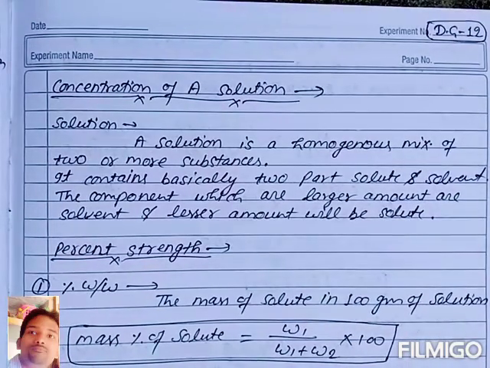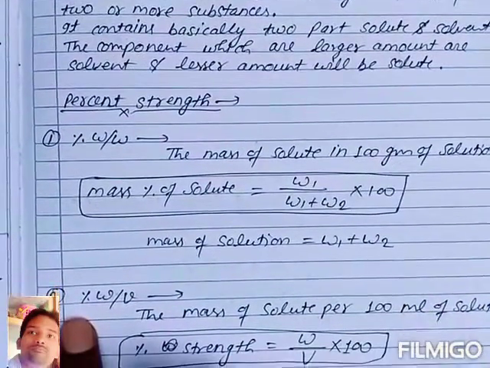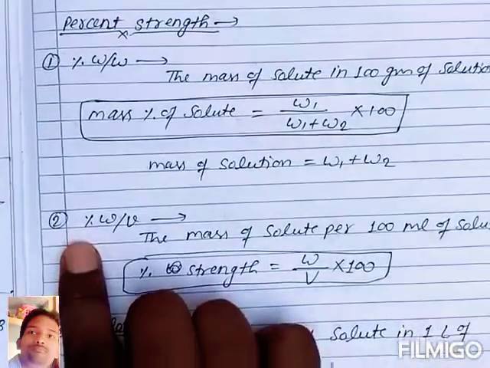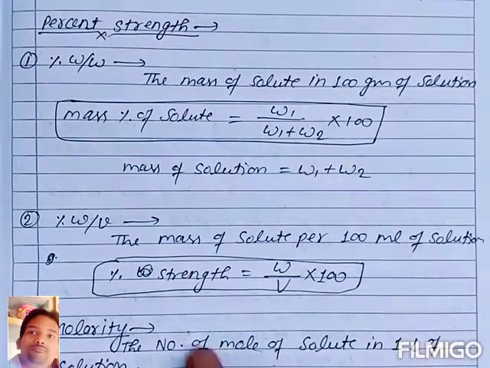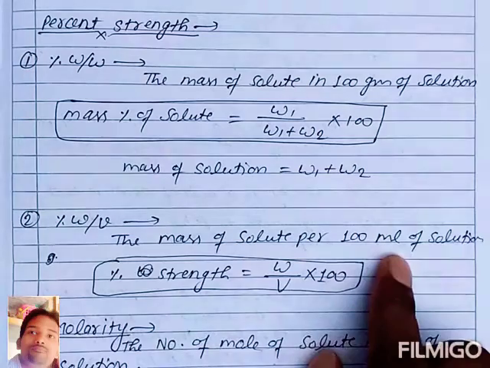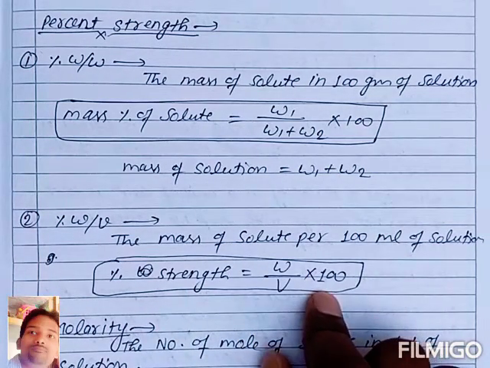Now the second one is the percentage W by V. In percentage W by V, it is the mass of solute per 100 ml of solution. Percentage strength is equal to W by V into 100.